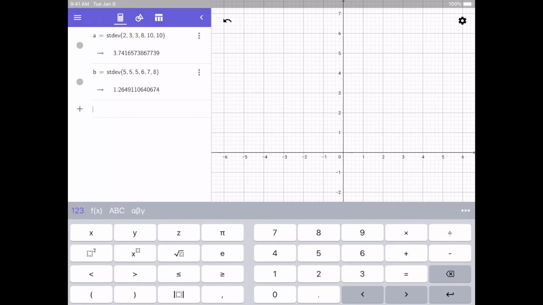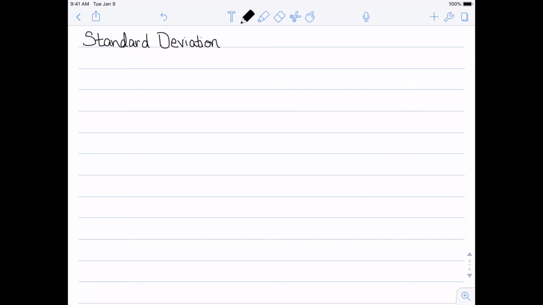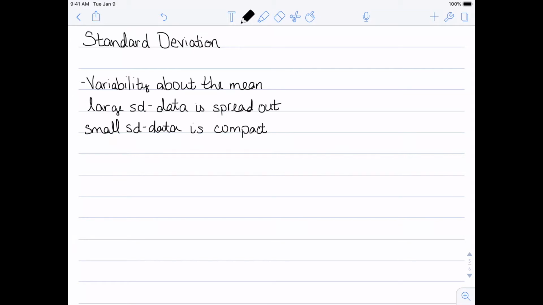Now that we have a little bit of ideas of how to find standard deviation, let's talk about what it actually tells us. So exactly what is it that standard deviation is calculating? Standard deviation is the variability about the mean. So what exactly does that mean? If we have a large standard deviation, it tells us that our data is really spread out, whereas a small standard deviation tells us it's really compact.